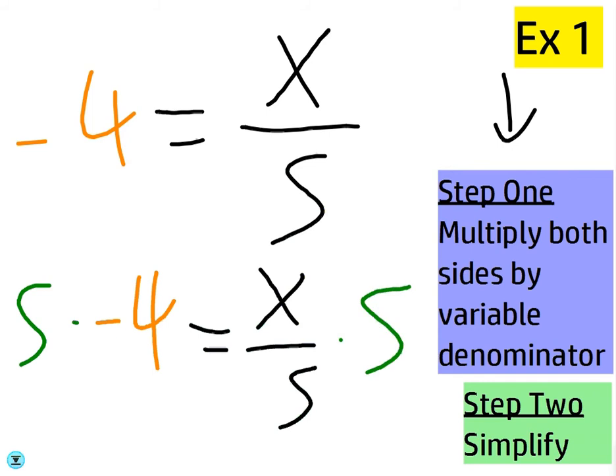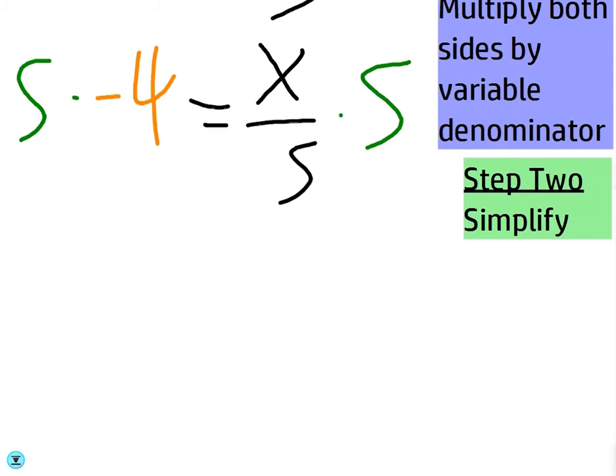And what's the name of the property that allows us to multiply both sides by the same number? Multiplicative property of equality. Anyway, so the point is, when we multiply both sides by 5, those are going to cancel. We're just going to have x on the right side, and just work this out.